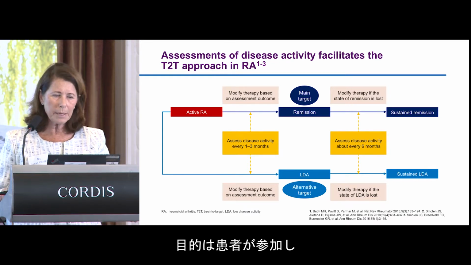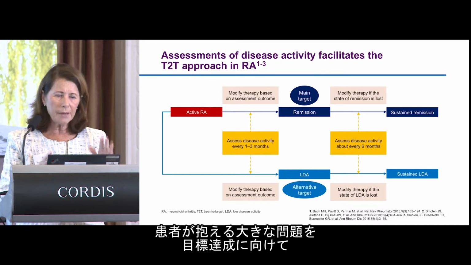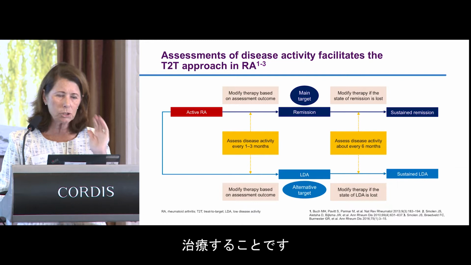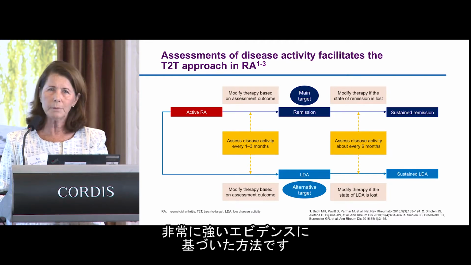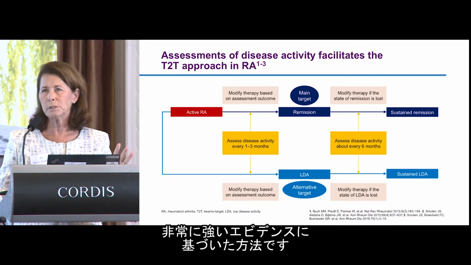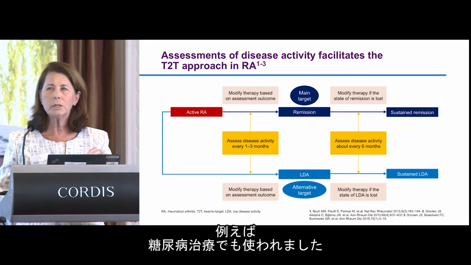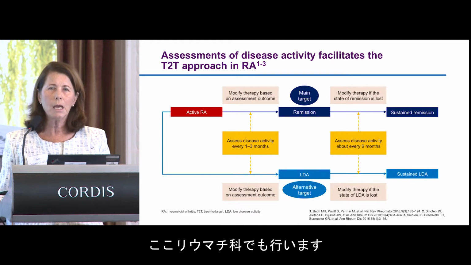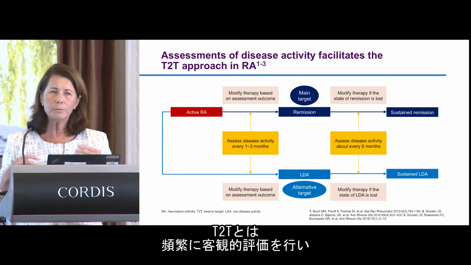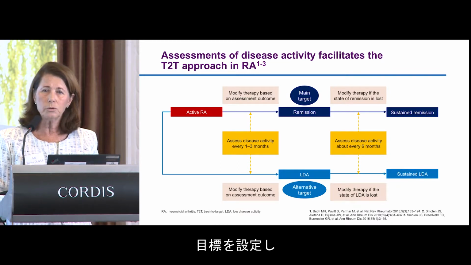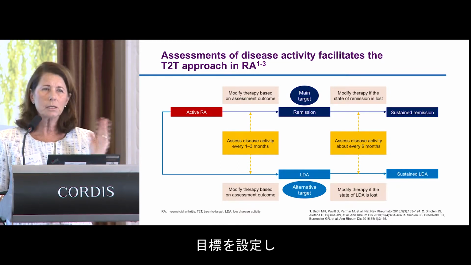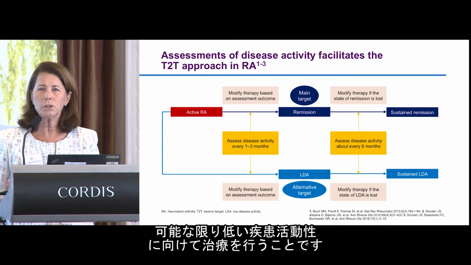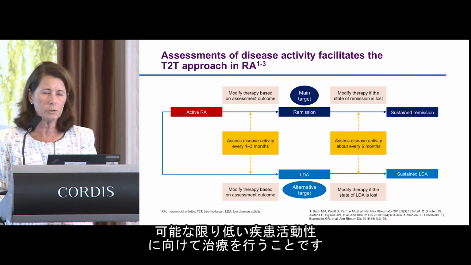The aim is that patients will attend, and their main issue with those patients when they attend is to treat them to target. And what we mean by that, there's very strong evidence behind this. It's been done in diabetes, it's been done in cardiovascular disease. Here is rheumatology doing it. And treat to target means that we have objective measures that we use frequently to set a target to ensure that the patient has the lowest disease activity possible.